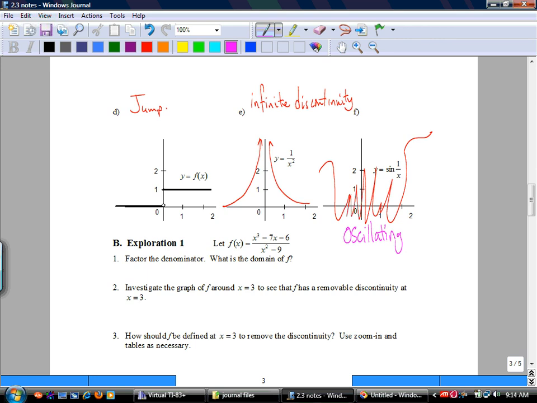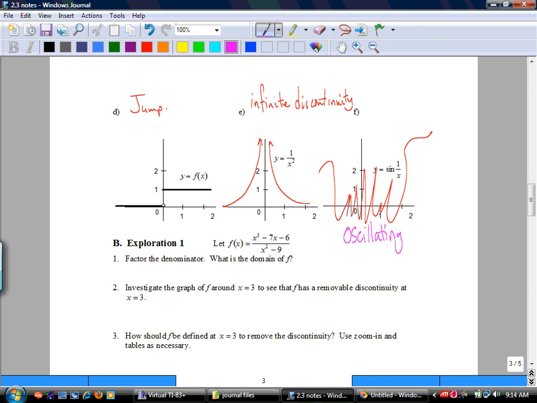How we doing? Good? An oscillating discontinuity. We have jumps, infinites, oscillatings, and removables. There are 4 kinds of discontinuities. I feel very much like a biology teacher right now. We can classify things now. You are the oscillating discontinuity group. Okay, sorry, I just offended some biology students in here.